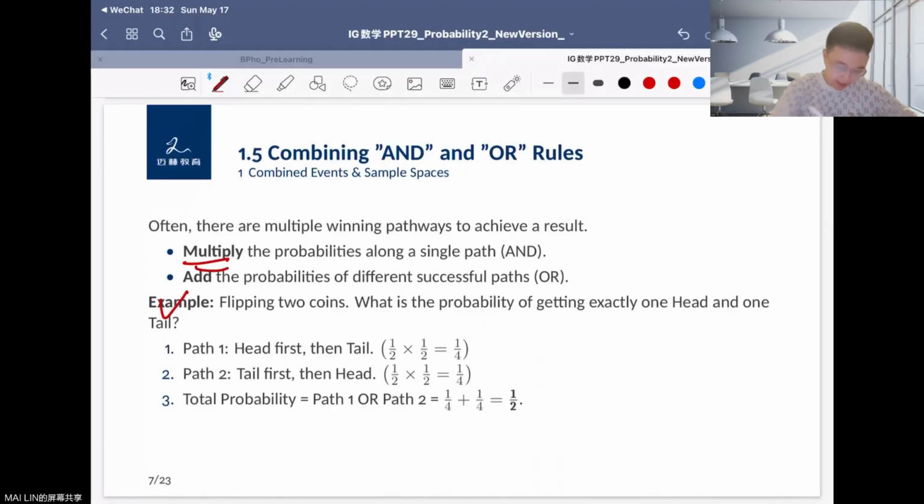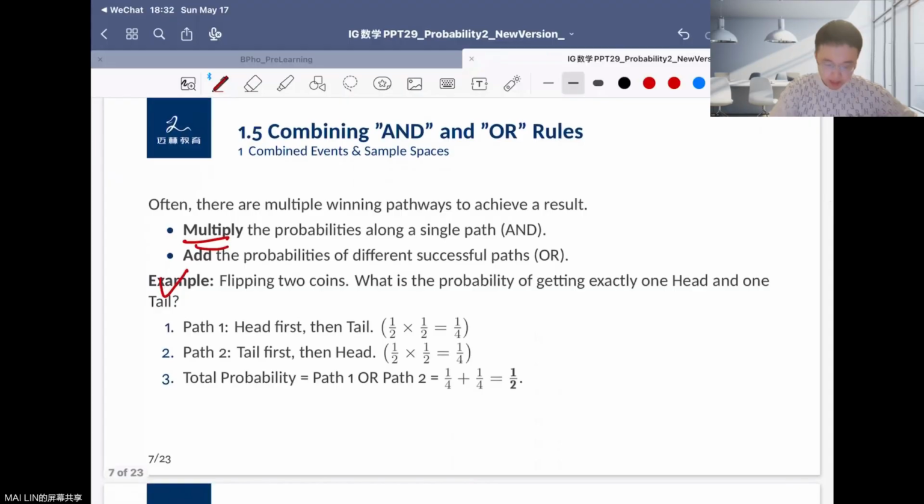So for example, flipping two coins, what is the probability of getting exactly one head and one tail? Maybe we have different paths. The first path is head first and then tail. So first, the head, the probability here is a half, right? And then tail, the probability here is a half. So a half times a half equals 1/4, right?